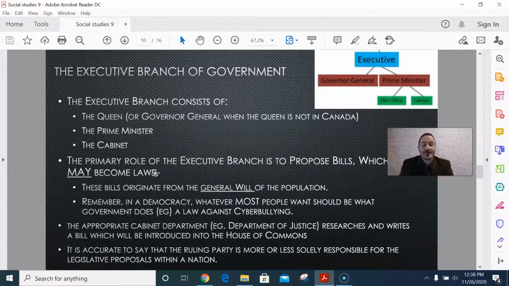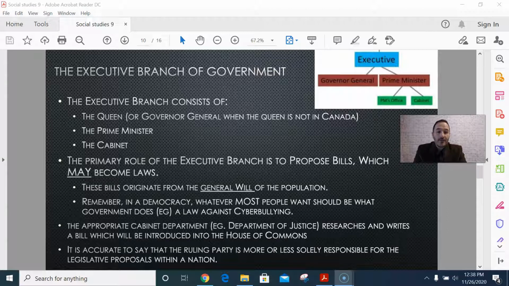It's not our Prime Minister. It is the Queen. For something to become law, in the end, it actually has to be finalized by a signature of the Queen or the Governor General, who's the Queen's representative when the Queen's not here. Now, guys, the primary function of the executive branch is to propose bills.